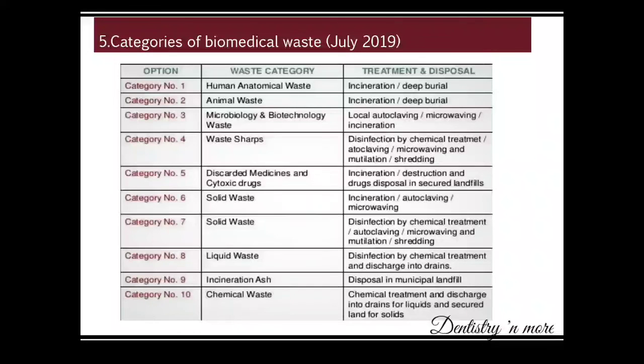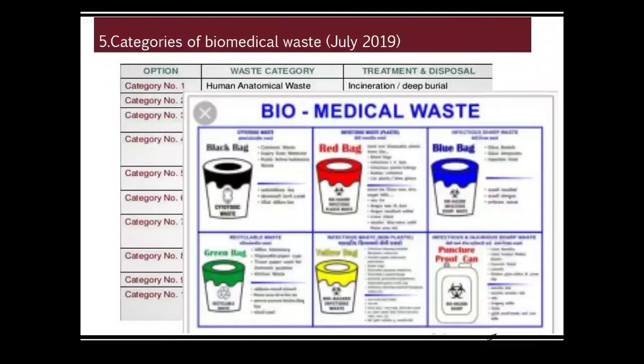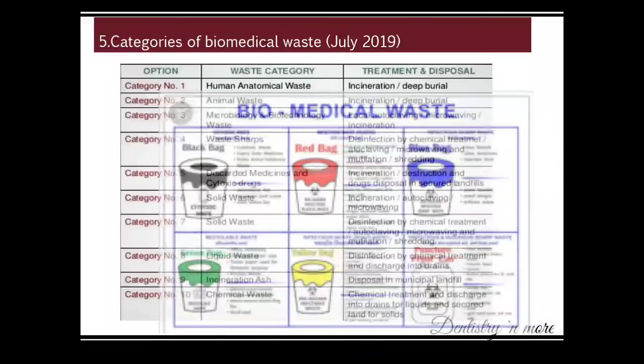So these are the categories of biomedical waste. We have 10 categories, and this is a very commonly asked question. Categories 1, 2, 3, 4 are anatomical waste, animal waste, microbiology waste, and so on, and how each is disposed. Sometimes the color coding will also be asked: what is the color, where it will be disposed, the red, yellow, green, and black ones. All this will be asked as a short note.